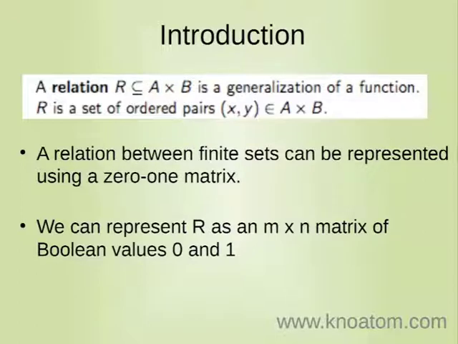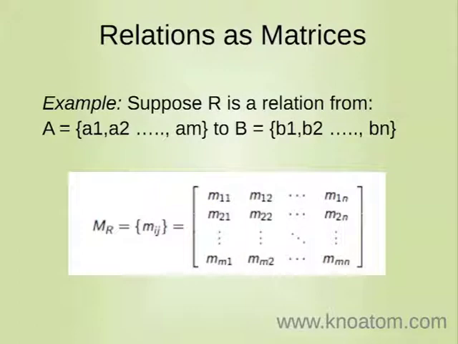Now, a relation between finite sets can be represented using a 0, 1 matrix, and we can represent this using an m by n matrix of Boolean values 0 and 1. So let's see how this works. Now, suppose R is a relation from A, being the domain from A1 to Am, and B being the domain from B1 to Bn, where n and m can be equal, but this is just a generalization. Then we say our M_R is a matrix of these. So you have M11 through Mij. And that's your matrix. So where does the Boolean relation come into play?